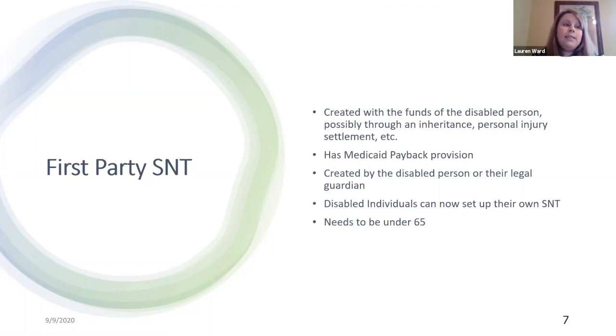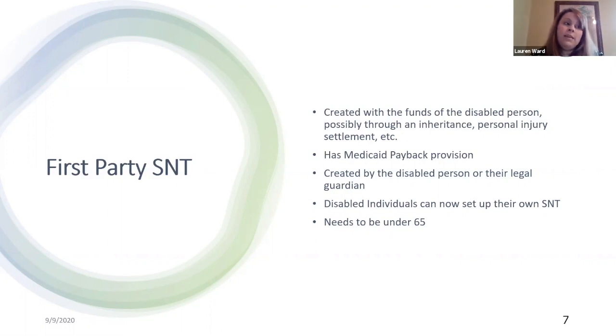A lot of times this happens through an inheritance where maybe mom didn't have a will and everything's just split 50-50 between the kids. And so this person directly inherits maybe $200,000 from a policy, maybe it's life insurance, maybe it was an annuity, and that goes to the person directly. And so they have too much money in their account where they're not going to qualify for Medicaid.